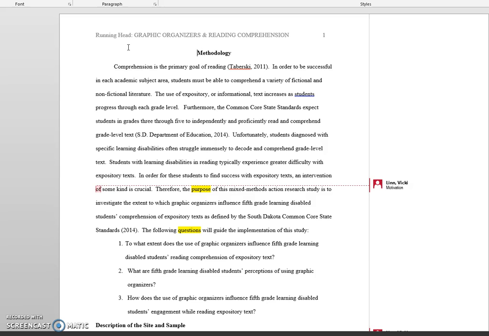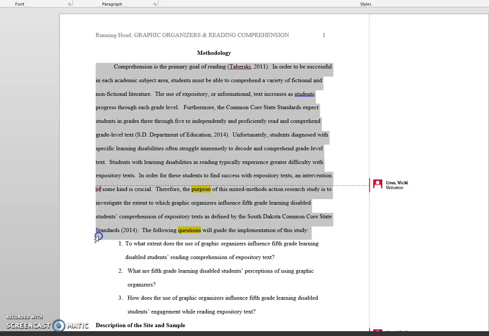So starting out with the methodology, the main heading is centered and bold. You can see APA 6 format still applies, running head, pagination is up on the top. One of the first things that you want to do in one paragraph is capture the reader's attention to what it is you're going to do here.